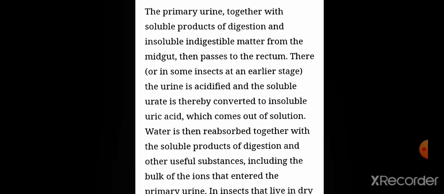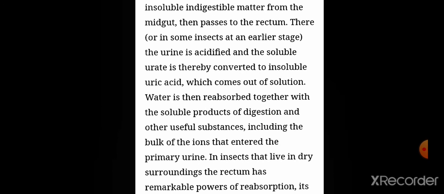The primary urine, together with soluble products of digestion and insoluble indigestible matter from the midgut, then passes to the rectum. There, or in some insects at an earlier stage, the urine is acidified and the soluble urate is thereby converted to insoluble uric acid, which comes out of solution. Water is then reabsorbed together with the soluble products of digestion and other useful substances, including the bulk of the ions that entered the primary urine.